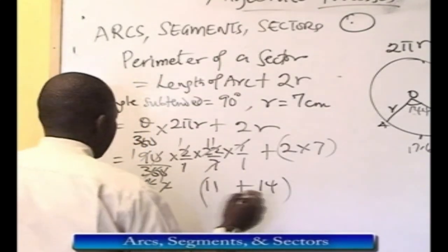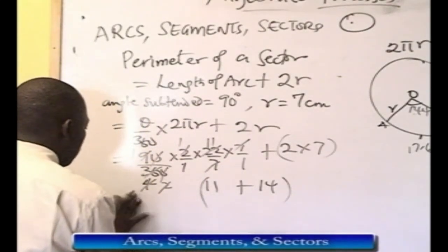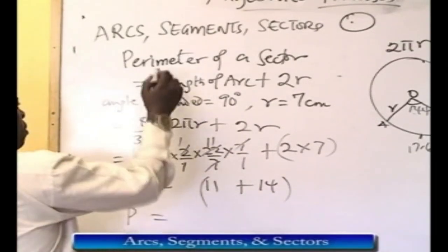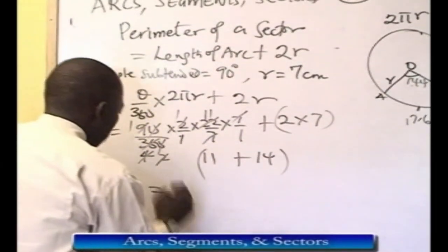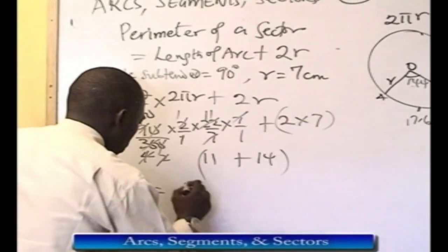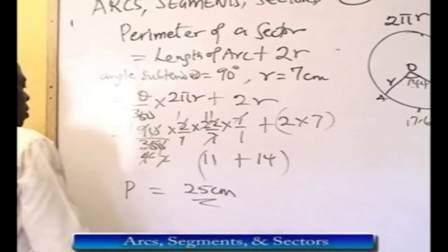And then again, the perimeter of a sector, not the perimeter of a circle, the perimeter of a sector now becomes 11 plus 14, which is 25 centimeter.